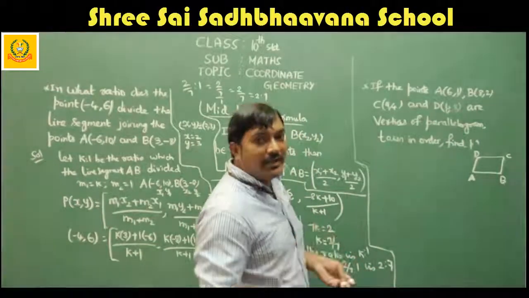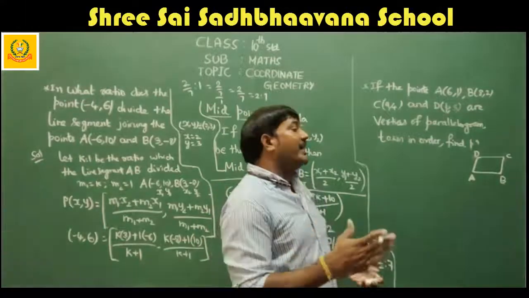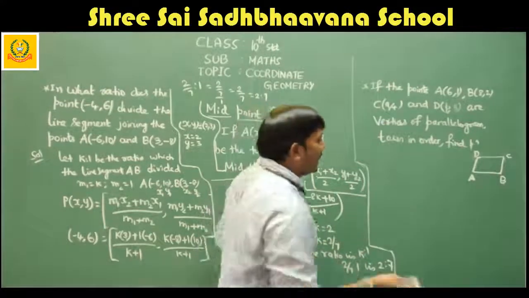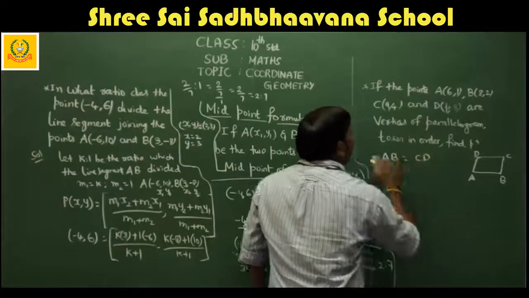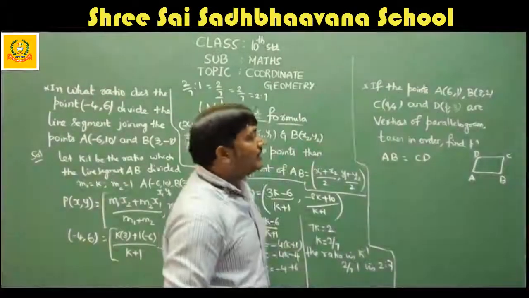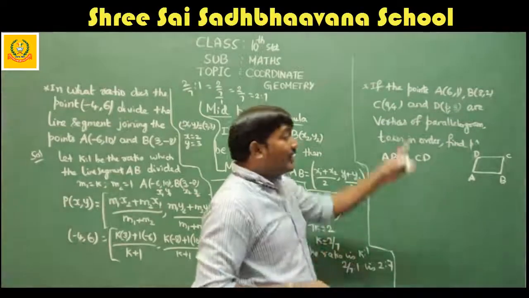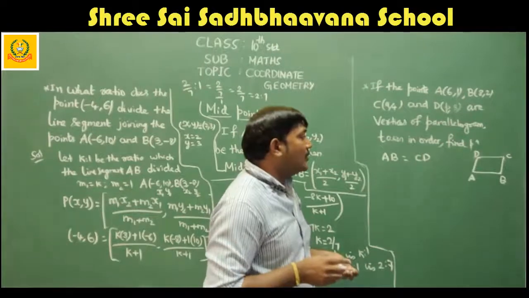Correct? Find the distance between AB, you will get AB. Similarly, CD, you will get like that. So find the distance between AB and CD and equate. Find the distance of AB and find the distance of CD. Equate both. Correct? Equate both and find the X value. Sorry, find the P value. That is one way. I hope you are understanding what I am saying.